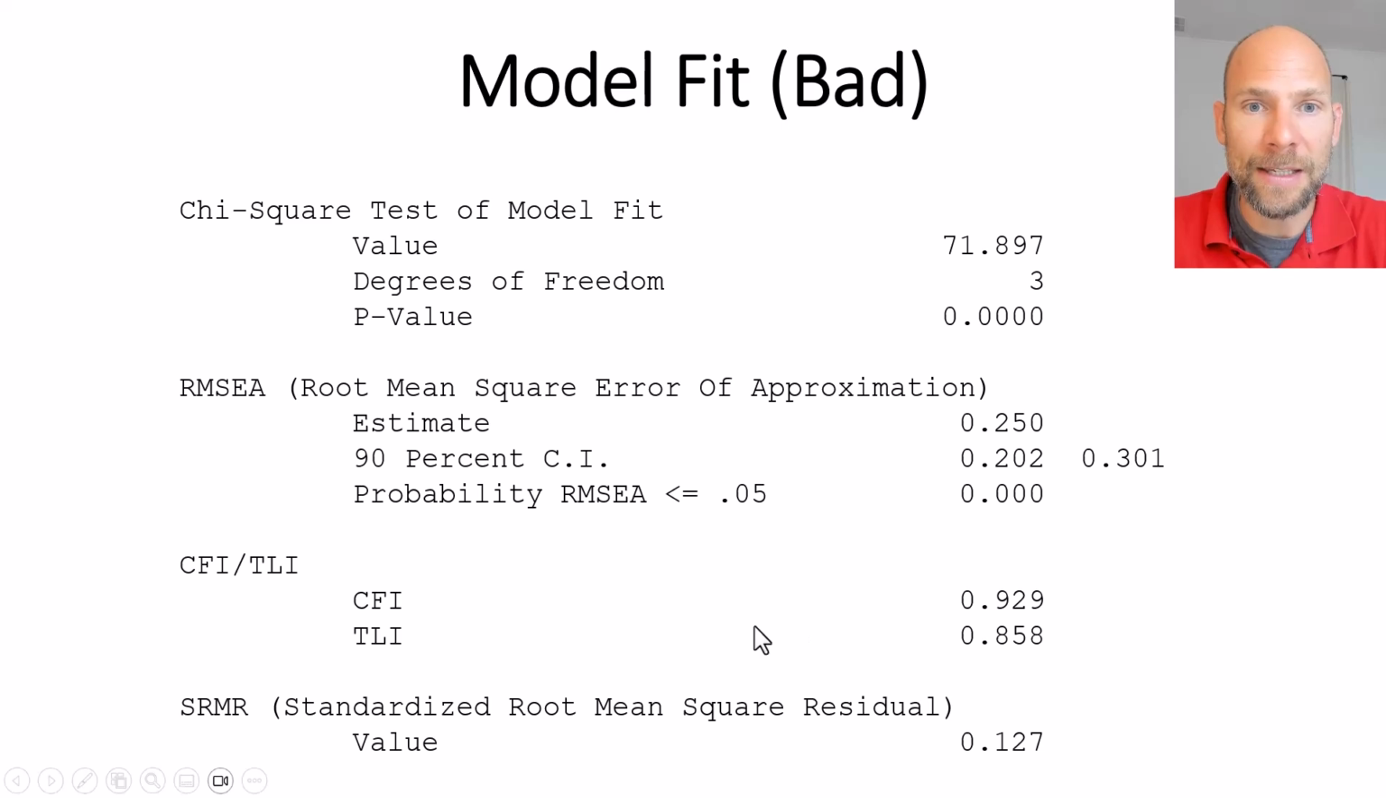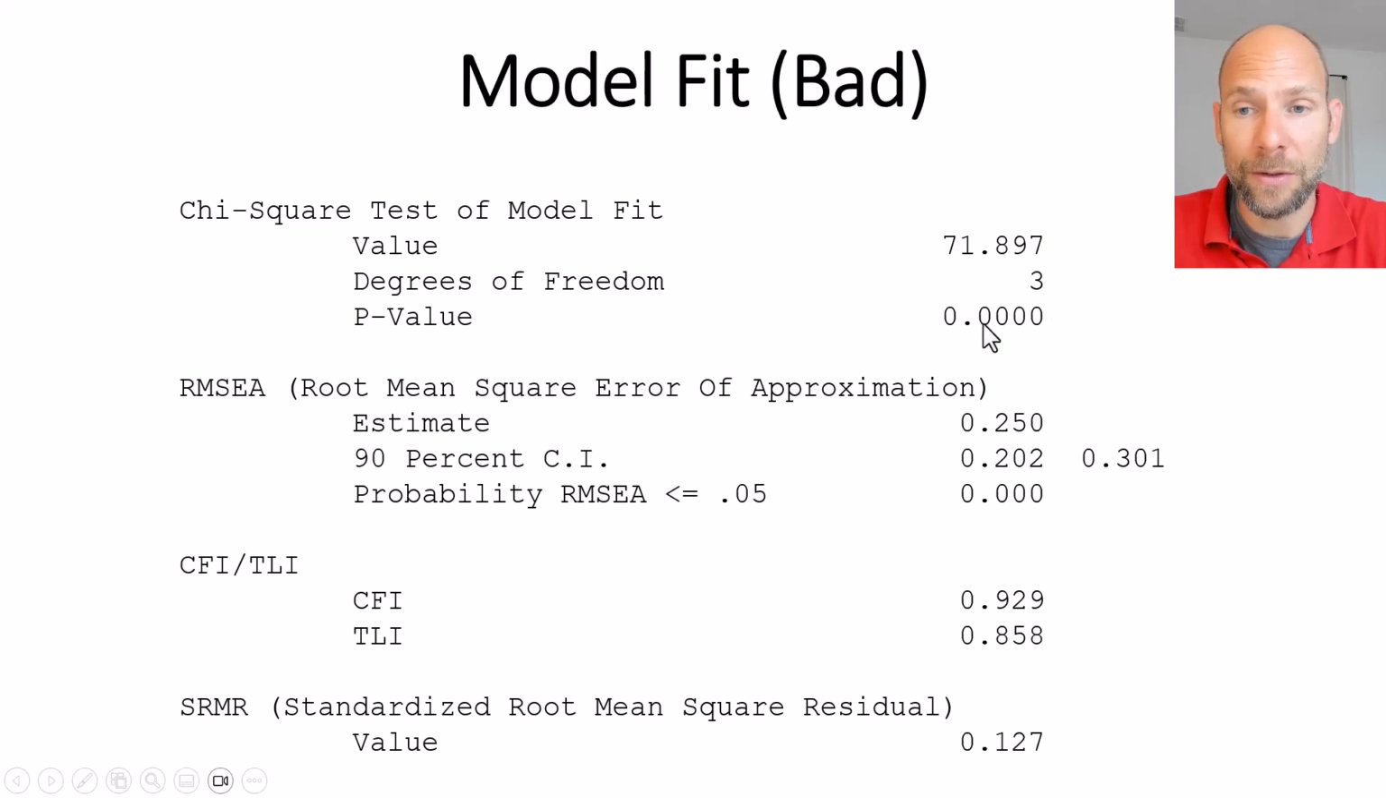You can see the chi-square here is 71.897, 3 degrees of freedom. So the value is much larger than the degrees of freedom. Actually, this is really terrible. This is more than 20 times as large as the degrees of freedom.